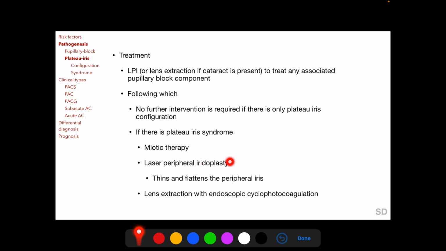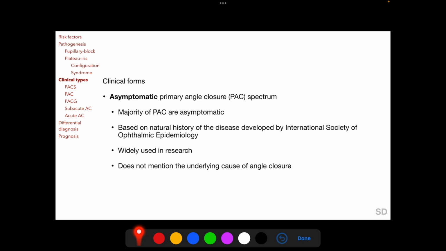In iridoplasty, laser burns are applied on the peripheral iris, and it should be differentiated from laser iridotomy, in which a hole is made in the peripheral iris. So we'll first define the clinical types of primary angle closure and then describe them individually.